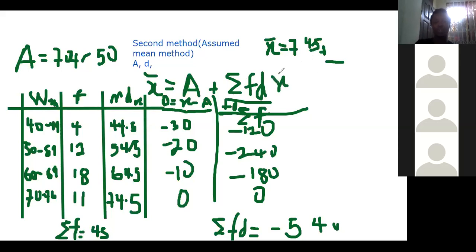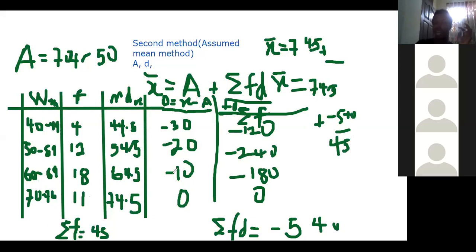So when you are given an assumed mean, and this normally we use it in the calculation of grouped data like this, this will become 74.5 plus minus 540 all over 45. So you realize that you are not going to get the answer maybe in a book because I shortened the list. Are you getting it? Because this one affects it.